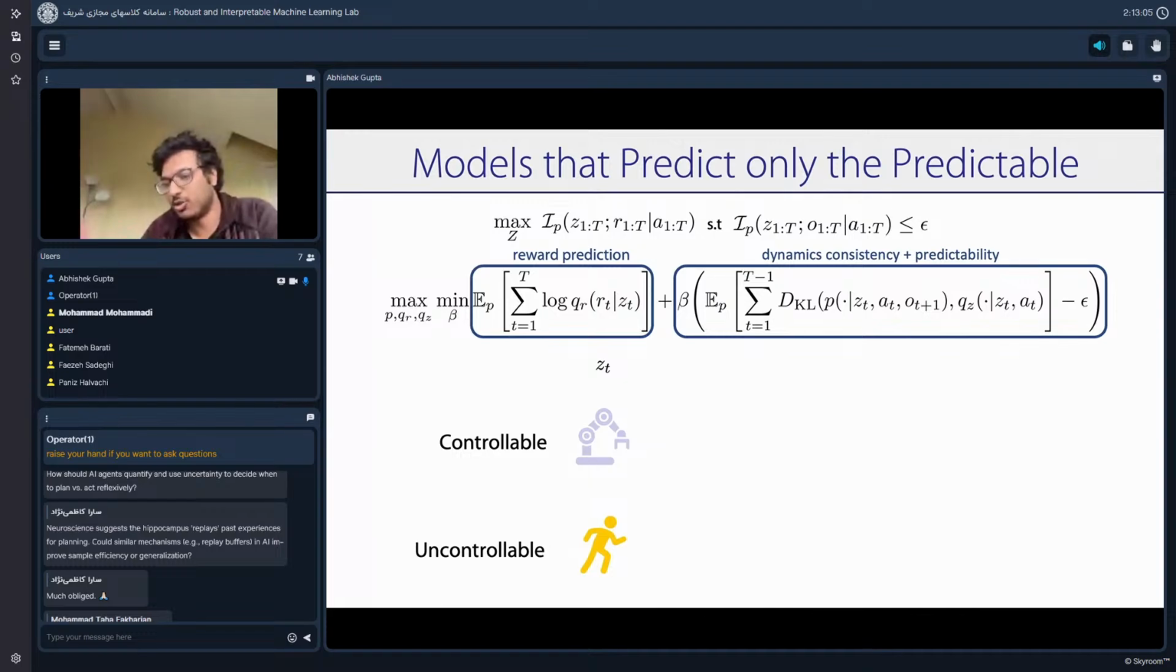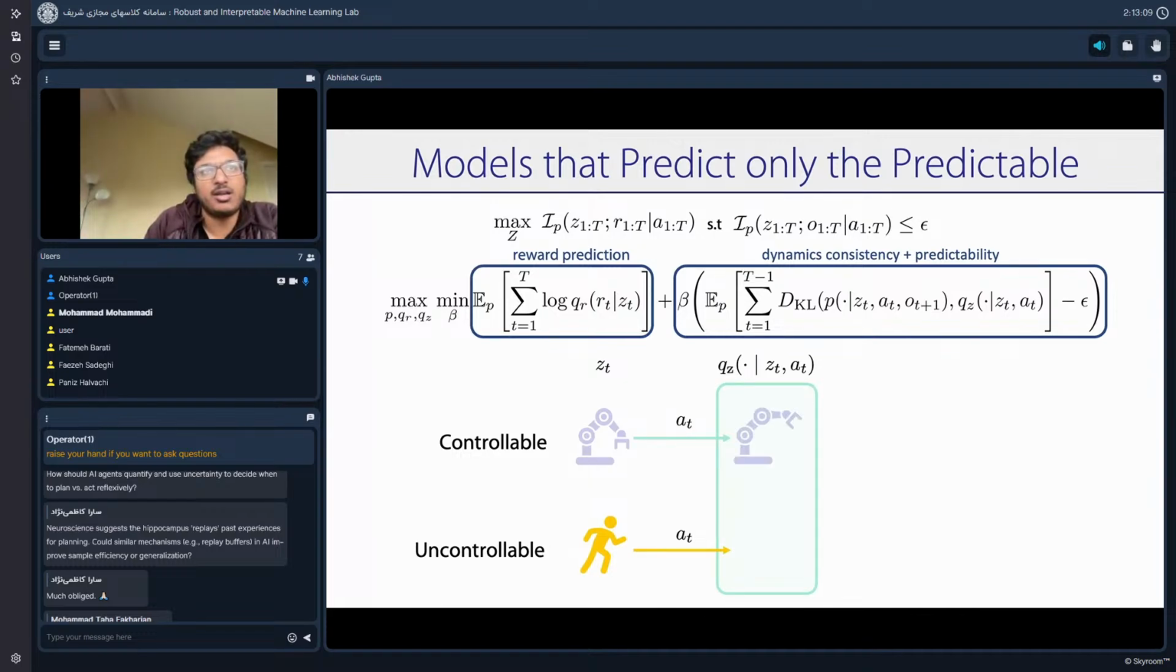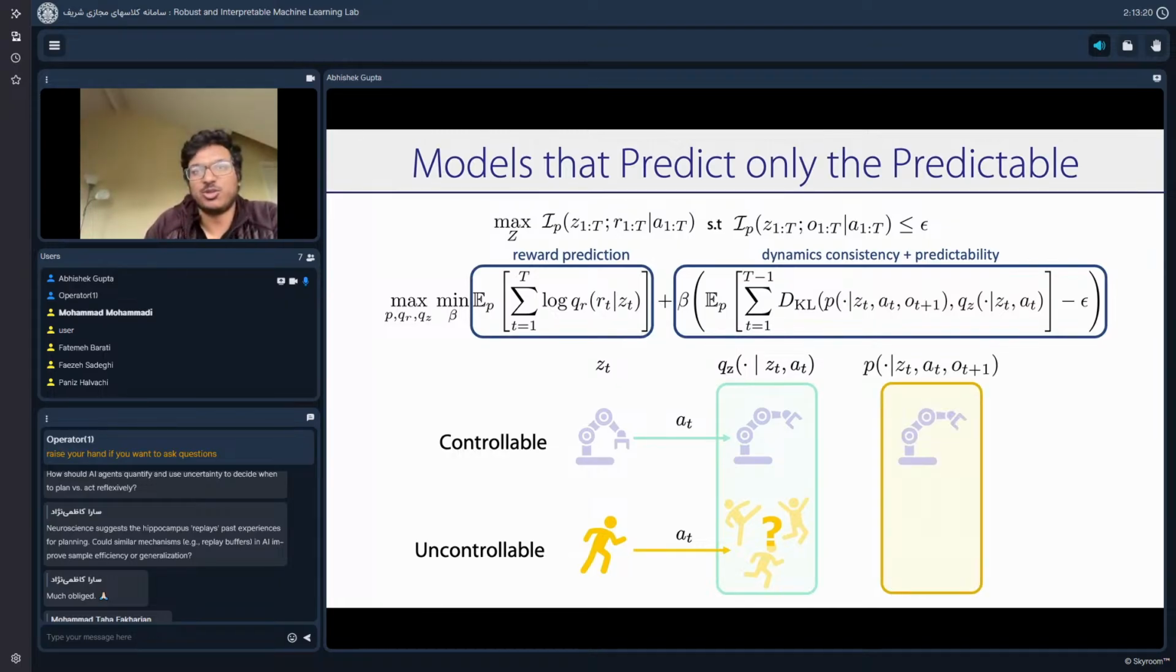So the robot is controllable, people in the background are uncontrollable. Your prior is going to be able to predict where the robot is going to go because you control it, right? But there's many possible futures for where the human could go because you don't control it, right? And so your posterior will tell you exactly where the human is and where the robot is, but it's hard to predict the uncontrollable elements of the scene. So, for instance, if there's someone roaming around in the background of your scene, it's hard to know what exactly they're going to do, right?